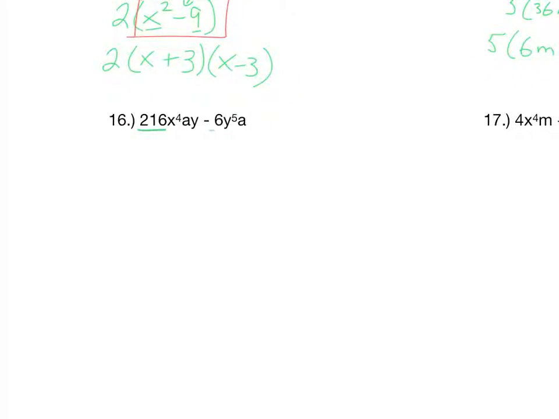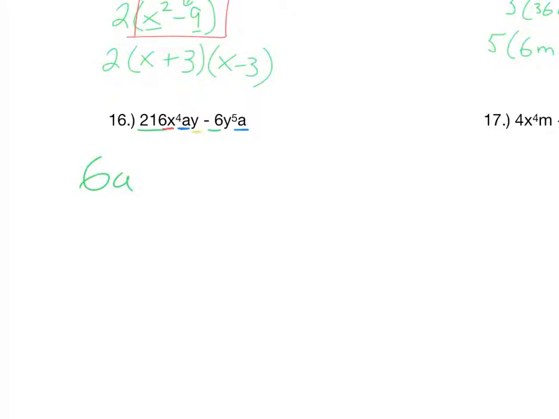Now, 216 and 6 are our coefficients, so it looks like we do have a greatest common factor of 6. Now, we're not done yet because we need to look at our variables. We have an x here, x to the 4th power. We don't have any x's in our second term, so we can't factor out an x. We have an a here and a here, so we can actually take out an a as well. That's part of the greatest common factor.